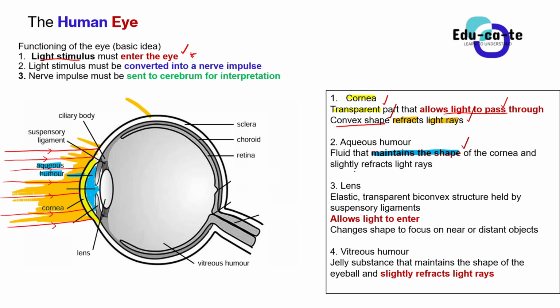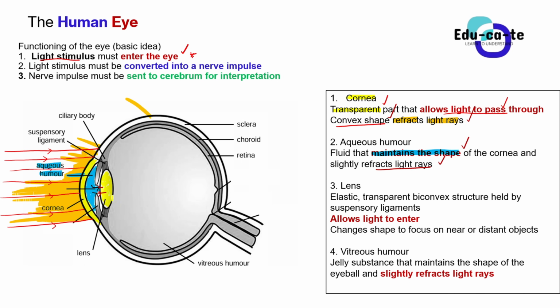And it also slightly plays a role in refracting light rays. Some of the light rays are bent by this fluid. And then when they enter, the light rays will encounter the lens. The lens is this part that looks like a disc, this round disc shape.